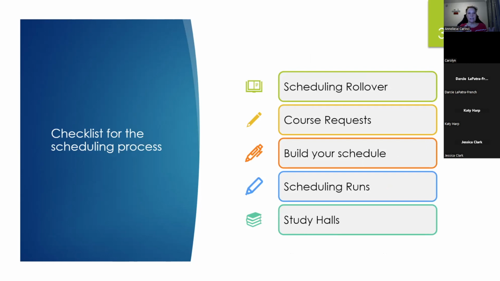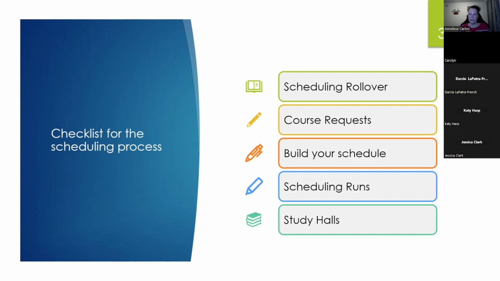A checklist that you can use is, you want to start with your scheduling rollover. You're going to go to your course requests. Then you're going to build your schedule. Then you're going to start doing some test runs, some scheduling runs, to see how things are going and what you need to tweak, things like that.